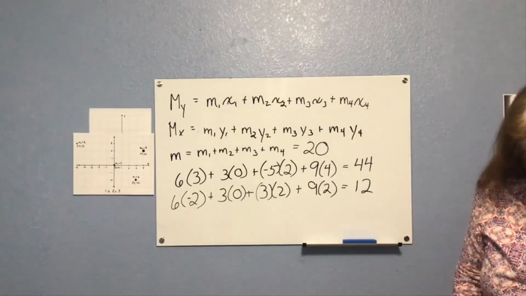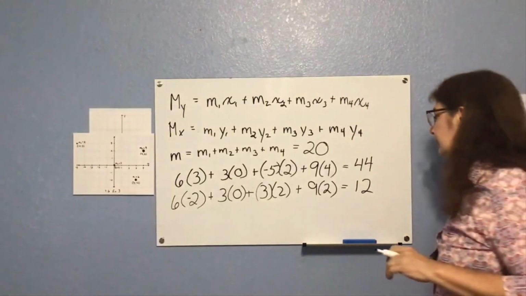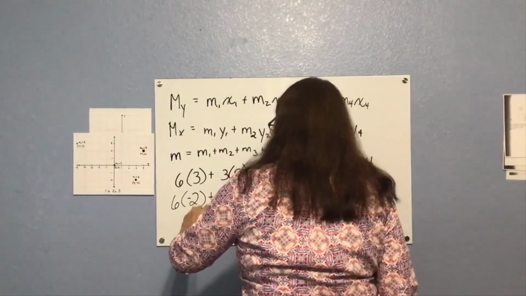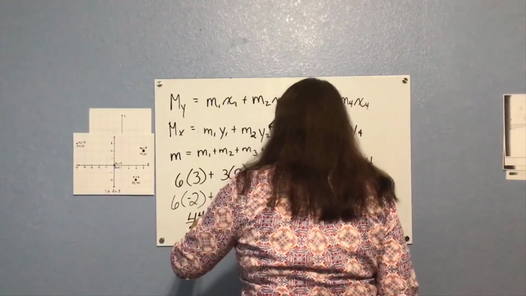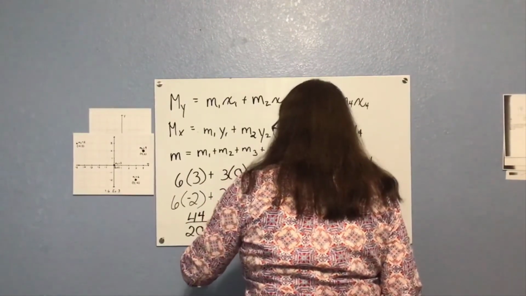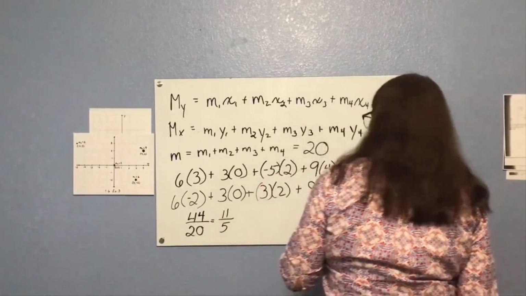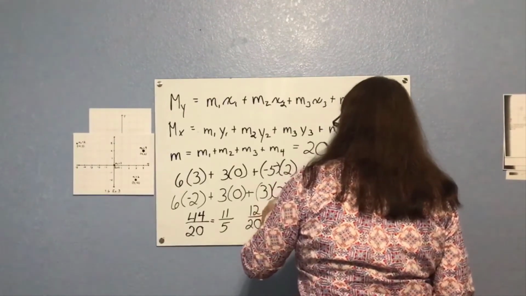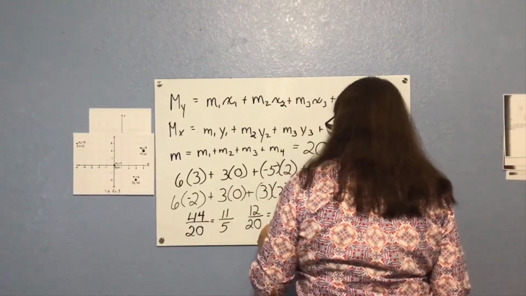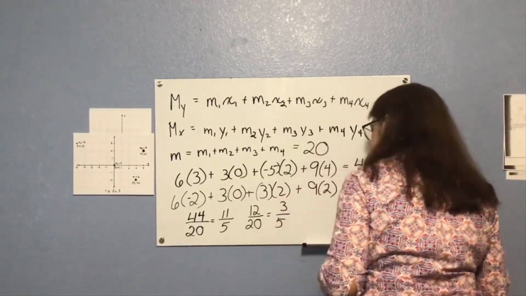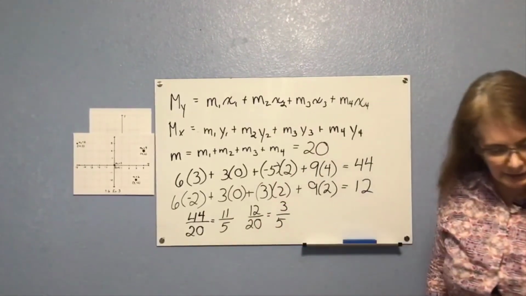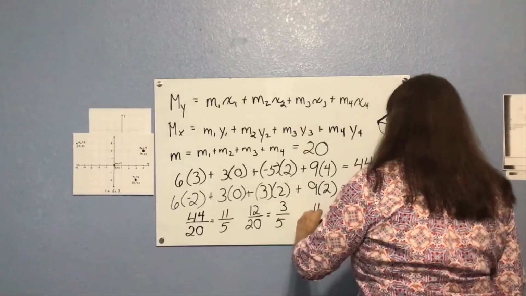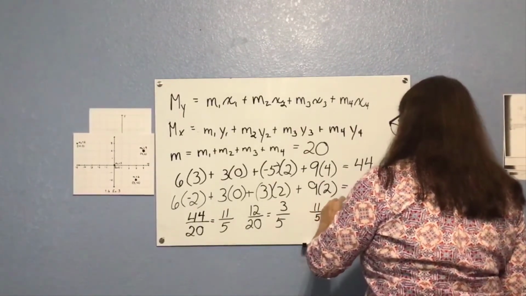And to find our center of mass, we just have to divide each of these numbers by 20. So 44 divided by 20 can be reduced to 11 over 5. And 12 divided by 20 can be reduced to 3 over 5. Okay, so my center of mass for this whole system is 11 over 5, 3 over 5.